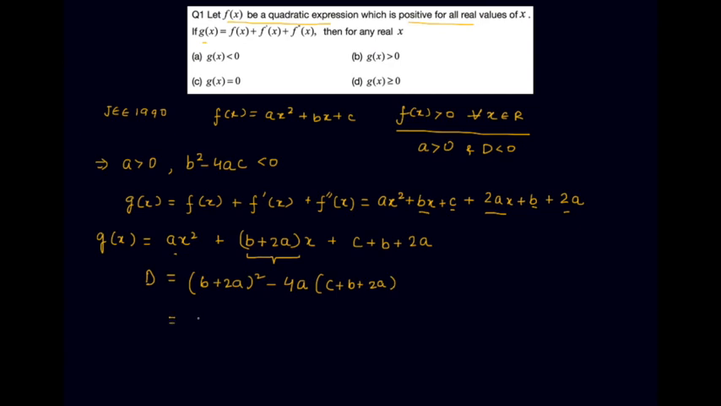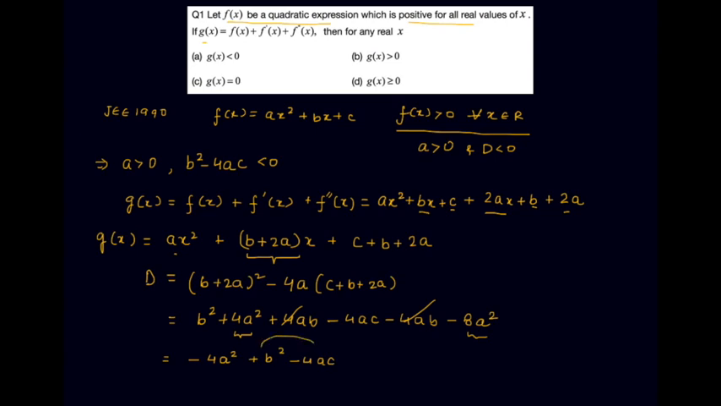On further simplification, we have b square plus 4a square plus 4ab minus 4ac minus 4ab minus 8a square. So these terms cancel out and we subtract 4a square from minus 8a square. We have minus 4a square plus b square minus 4ac.